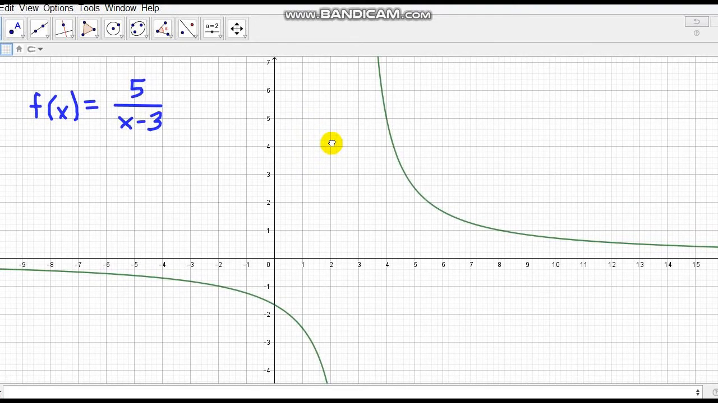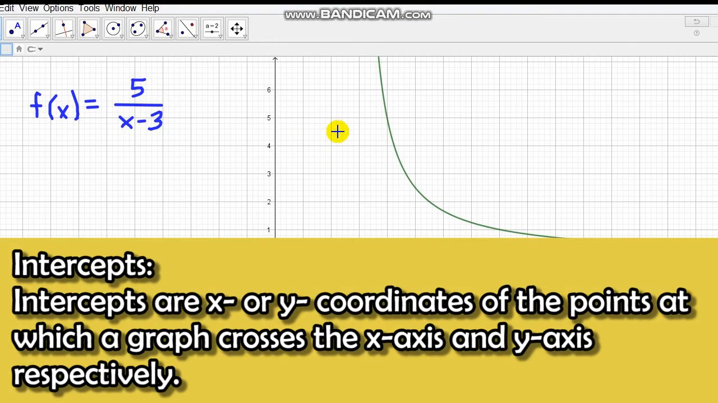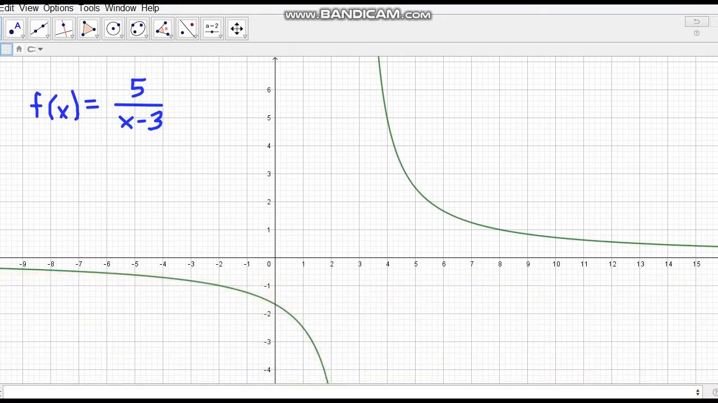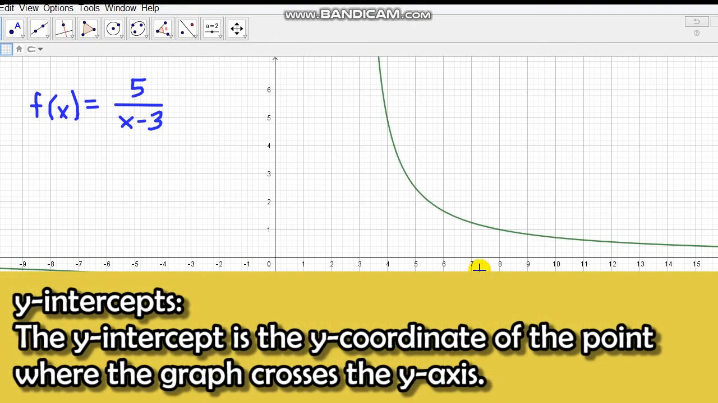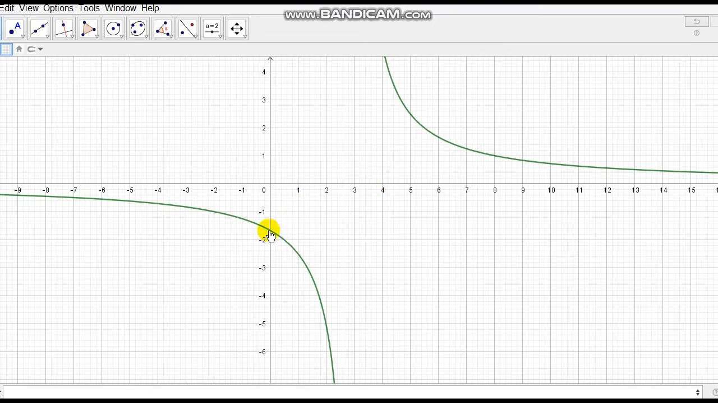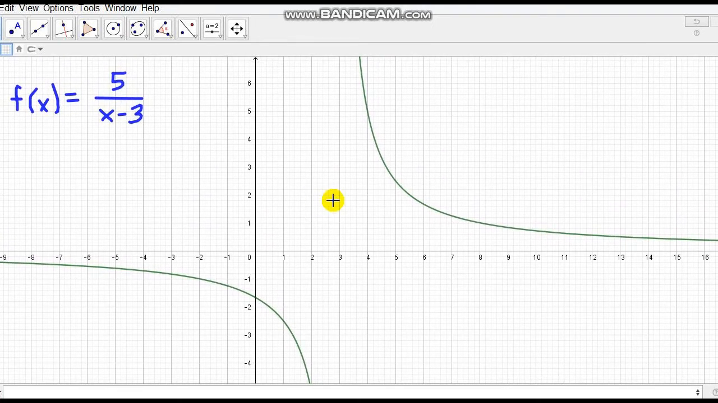Now, the second is the intercepts. The intercepts are the x or y coordinates of the points at which a graph crosses the x-axis and y-axis respectively. The x-intercept is the x-coordinate of the point where the graph crosses the x-axis. So in our graph here, there's no x-intercept because it doesn't intercept the x-axis. The y-intercept, however, is the y-coordinate of the point where the graph crosses the y-axis. In this graph, there is a y-intercept, which is this point. It hits the y-axis.